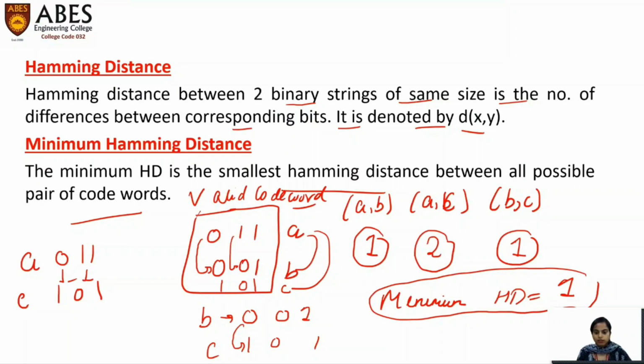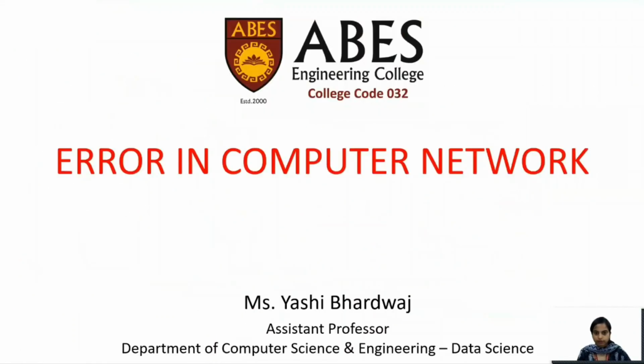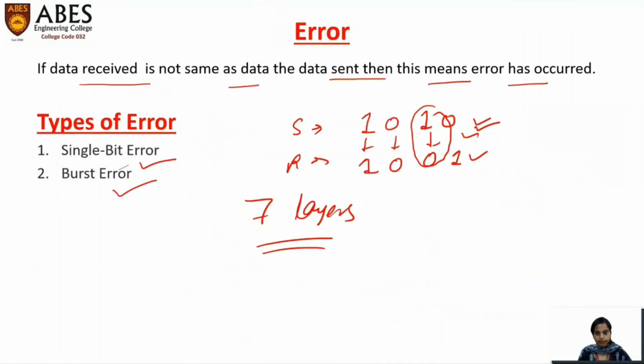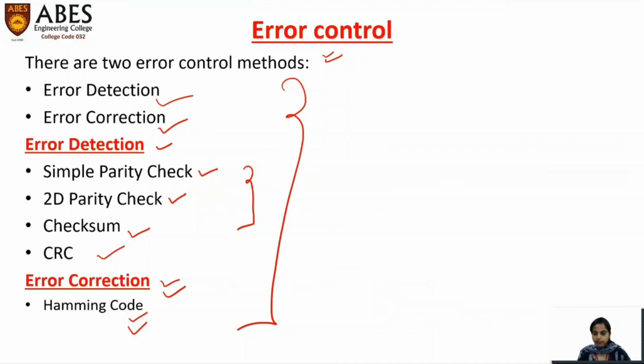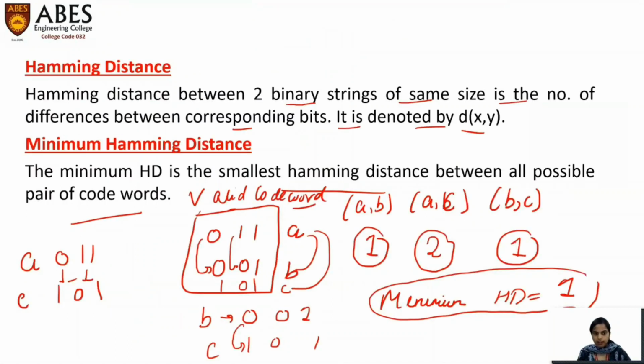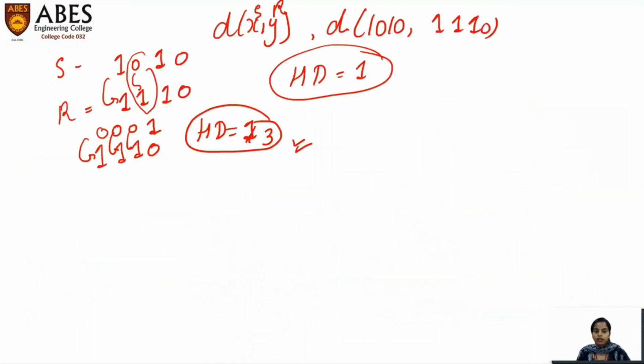So today we have discussed error, single bit error, burst error, redundancy, error control methods, Hamming distance, minimum Hamming distance, and how to find the Hamming distance or minimum Hamming distance.